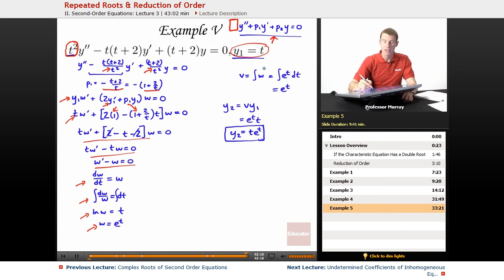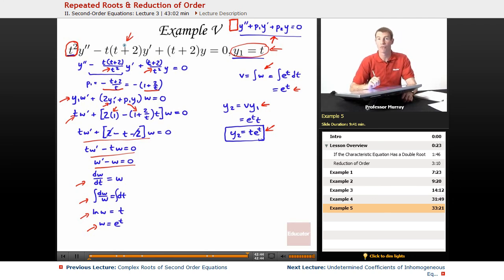And then to get v, you have to integrate w. So in this case, integrating e to the t doesn't actually change anything. So v is also e to the t. And then finally, to get your second solution, you take that v and you multiply by y1. So our y1 was t. That came from here. And so finally, y2 is just t e to the t. So that's the second solution to our differential equation here.